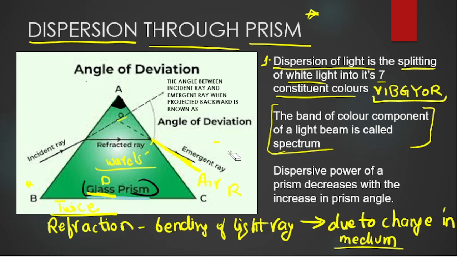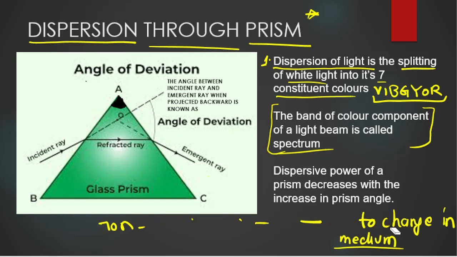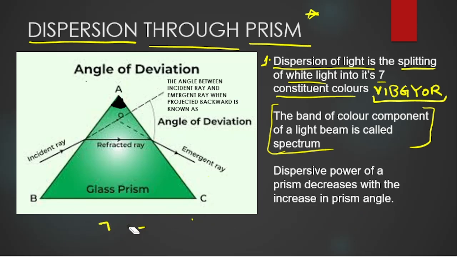I hope the journey of an incident ray to emergent ray समझ आया. The refraction took place twice because air to glass, glass to air. हमारा light ray जा रहा है. Now we know why this path looks like so strange. कभी कैसे भी जा रहा है.